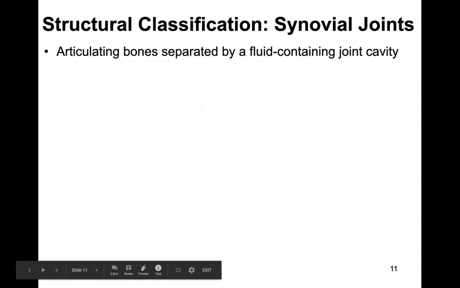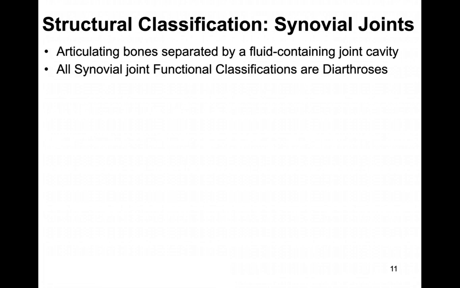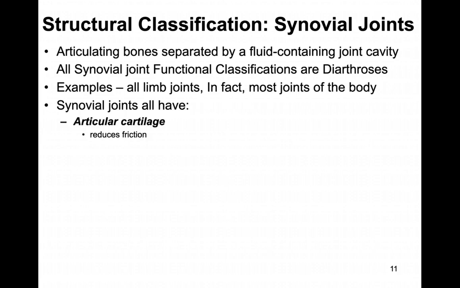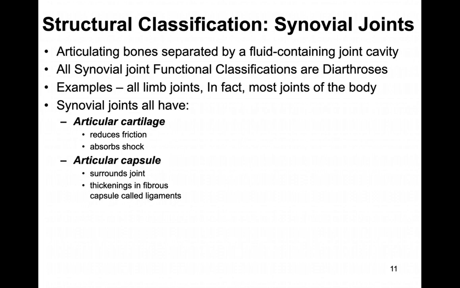So the synovial joints have articulating bones that are separated by a fluid-containing joint cavity, which is the synovial cavity. All of them are diarthroses, so this would be all your limb joints. This is actually most of the joints in the body. They all have articular cartilage to help absorb shock and reduce friction. They're surrounded by an articular capsule.